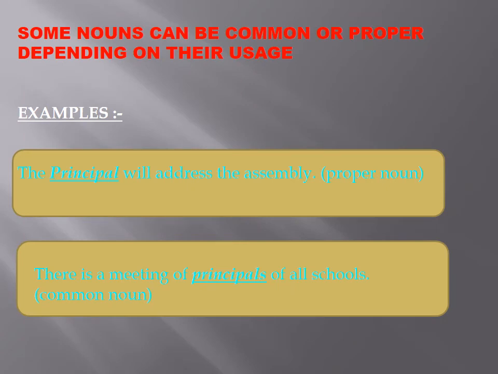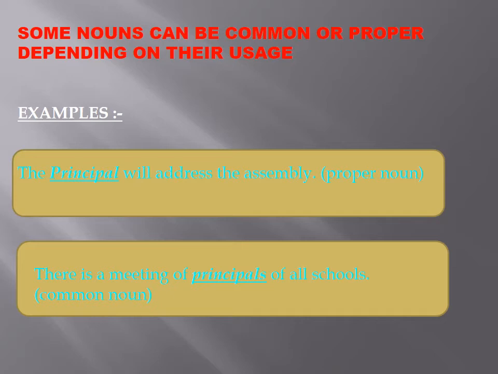Now, some common nouns and proper nouns depend on which category they belong to according to their usage. Means we have to see in a sentence how a noun is being used in order to understand whether they are proper noun or they are common noun. For example, in this sentence, the principal will address the assembly. So if I'm talking about this sentence, and if it is being talked about in a school, then we are perhaps referring to a particular principal or a special principal that we already know about. The principal will address the assembly.